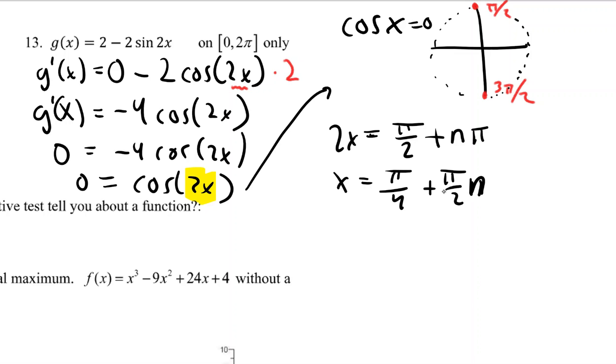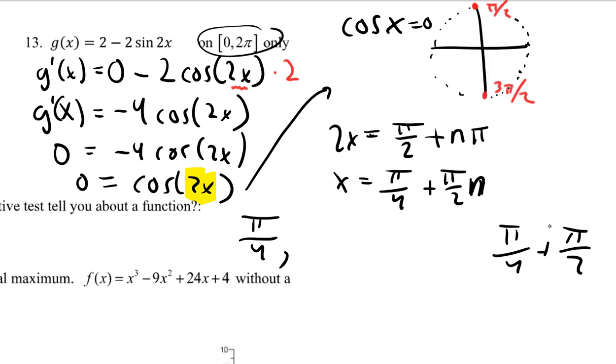One of them is pi over 4 plus any integer multiple of pi over 2. But we only want answers between 0 and 2 pi, because there's an infinite number of answers here. So the first one should be pi over 4. And then let's add pi over 2. So pi over 4 plus pi over 2. Think like common denominator here. That would be 3 pi over 4.